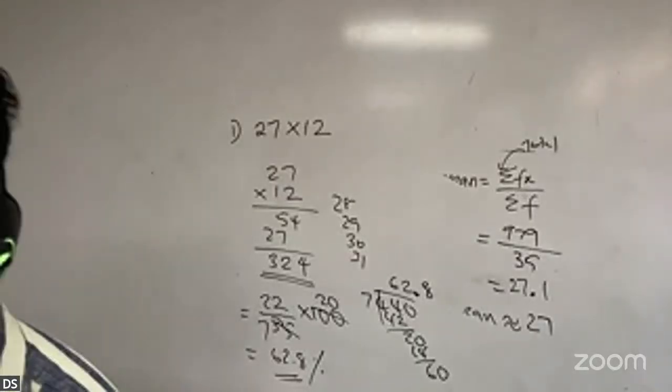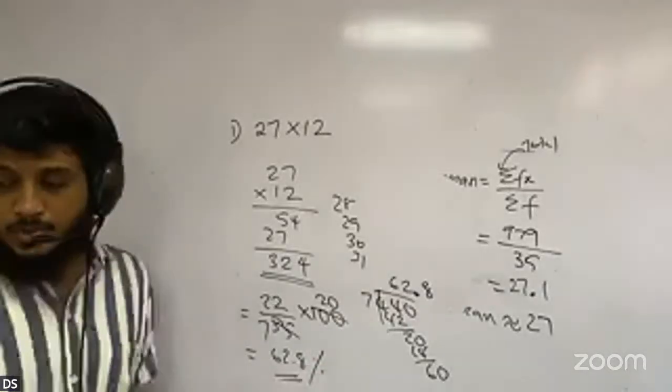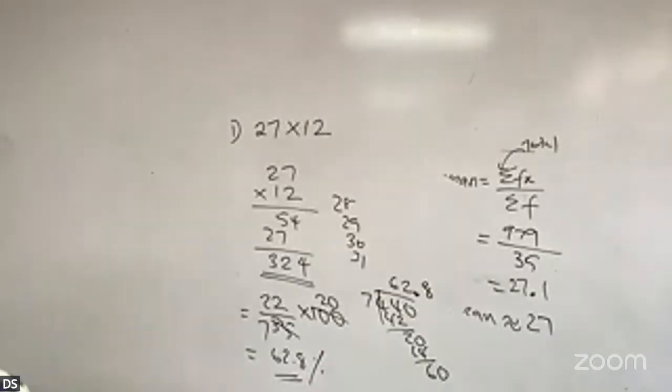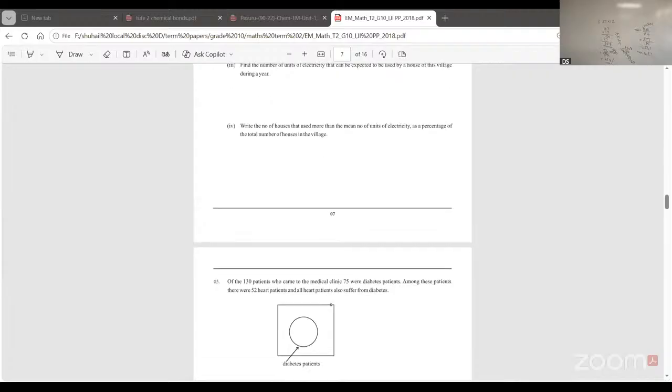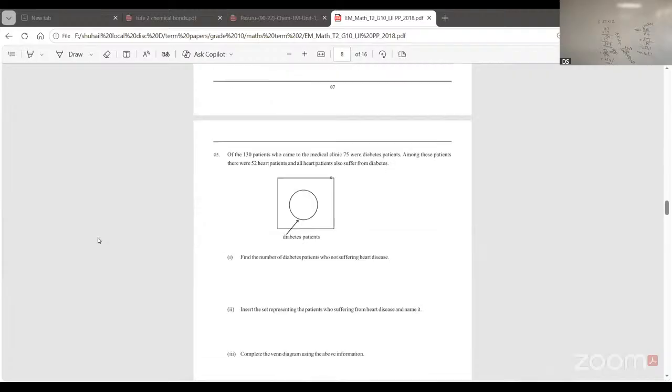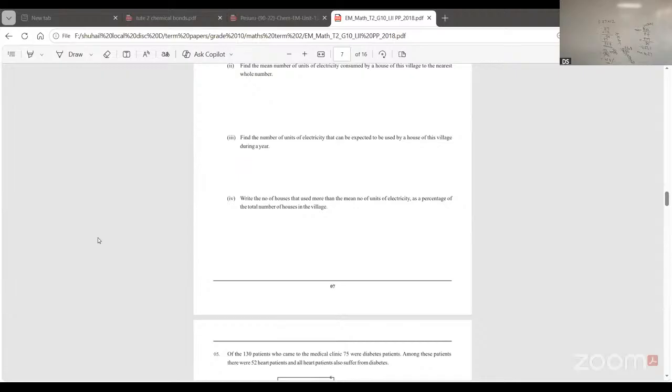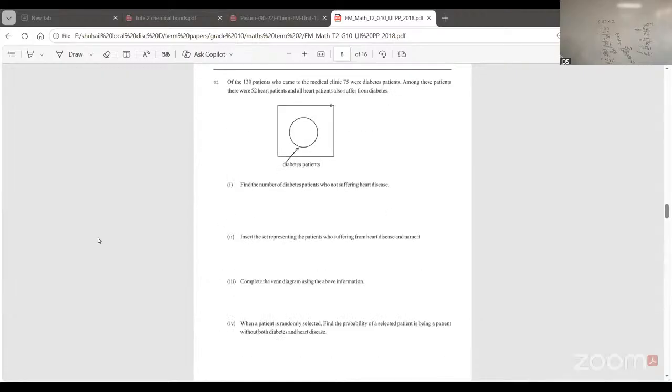The answer will be 62.8%. Nice. I'm going to mark this. Then we have to come to the next question. The next one is the fifth one, related to sets. Give it a try if you haven't tried this. Can you understand everything? Part 2 is where you have to work more.